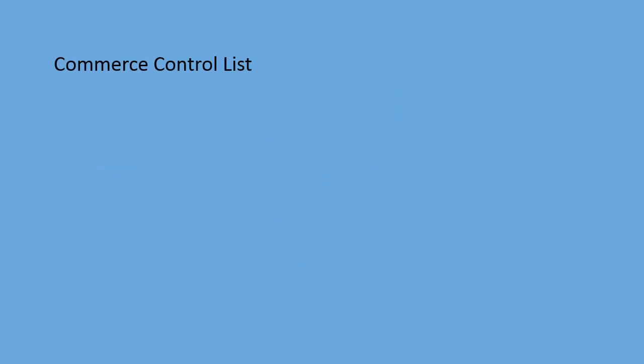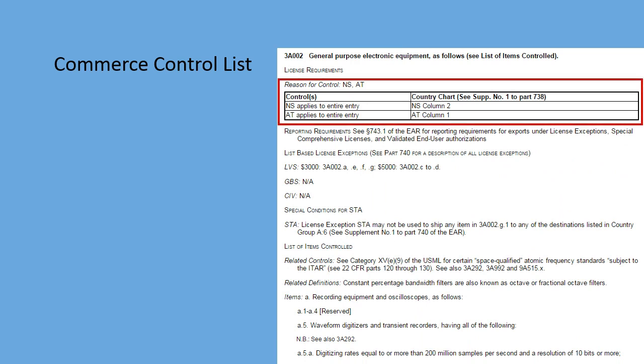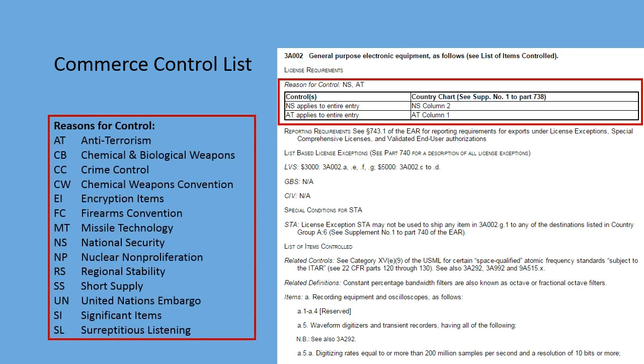All ECCNs are listed on the Commerce Control List. Here's our 3A002, which covers general-purpose electronic equipment. Notice here are the reasons for control. Looking at our list from a moment ago, we can see that 3A002 is controlled for national security and anti-terrorism.